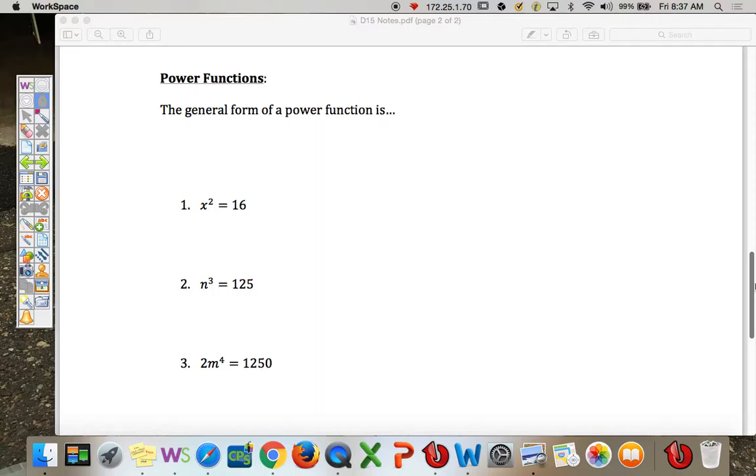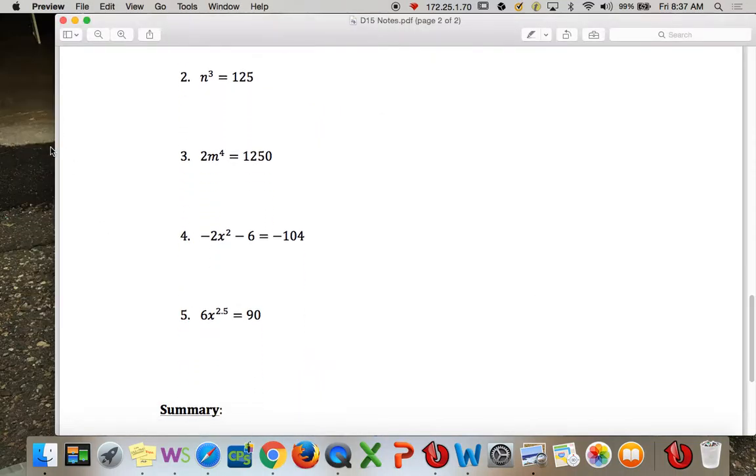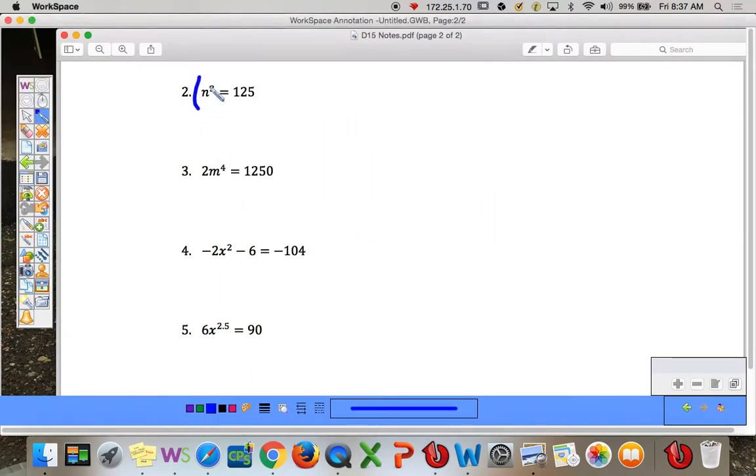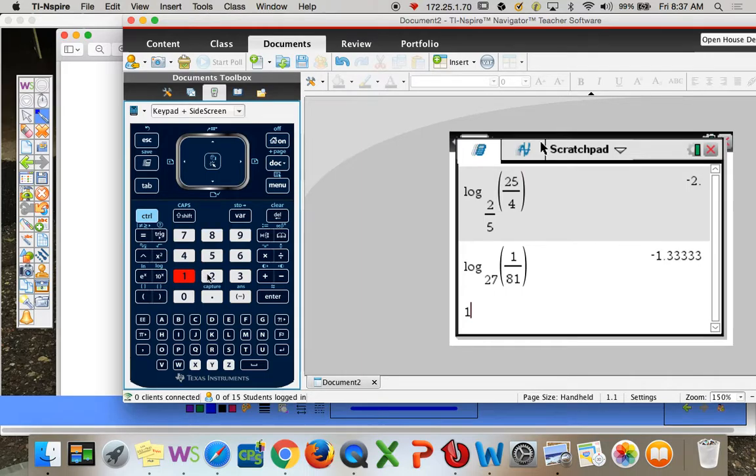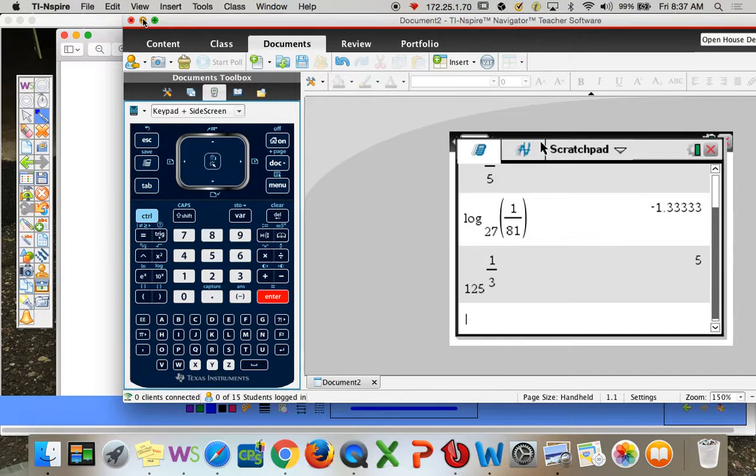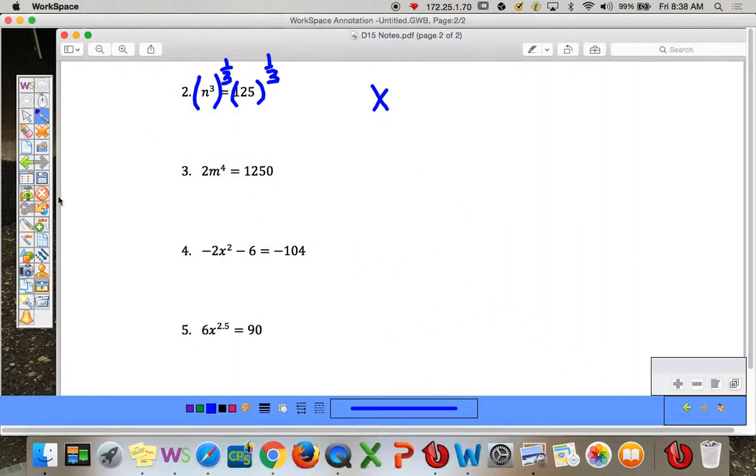Let's try the next one, n to the 3rd power. How do we get rid of something to the 3rd power? We're going to take it to the 1/3 power. What we do on one side, we do on the other side. Let's type that in our calculator, 125 to the power of 1/3, and we get 5. So here x, or n, equals 5.